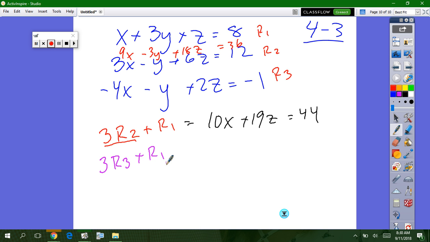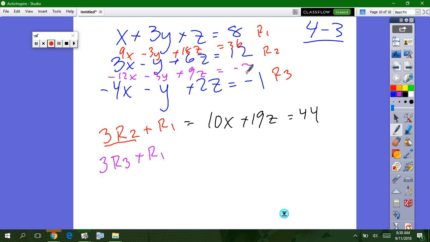I multiplied this row by 3. I wrote it just right above it. Because notice 3 times 3 is 9, negative 1 times 3 is... Does that make sense? So in this case, I'm going to do it in the purple right here, Brittany. I'm going to multiply this whole row by 3. So I get negative 12x minus 3y plus 9z equals negative 3. With me on that? Is everybody okay?